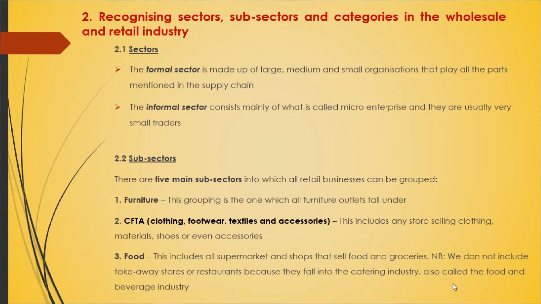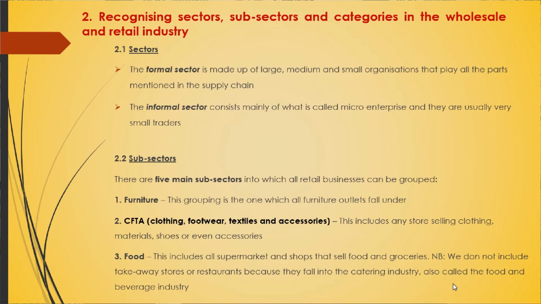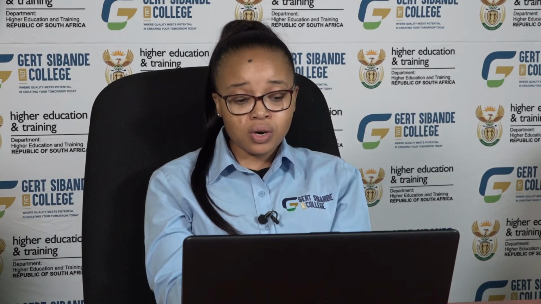The first one is furniture. The second is CFTA, which is clothing, footwear, textiles, and accessories. And the third one is food. The fourth one is the specialty subsector, and the last one is fuel. So with the first one, furniture, this grouping is one which all the furniture outlets fall under, like your Lewis stores, OK Furniture, and so on and so forth.